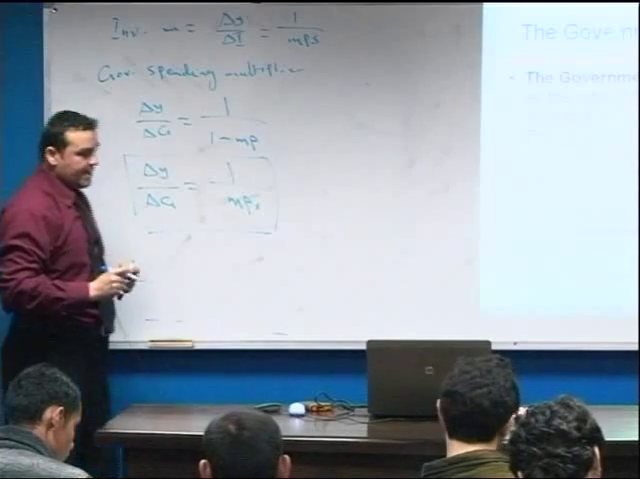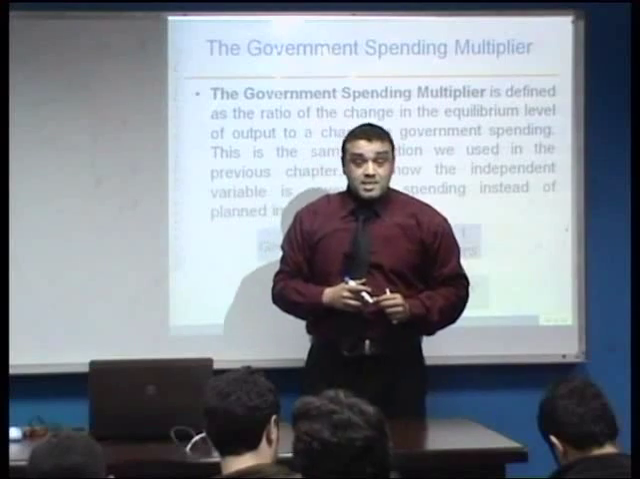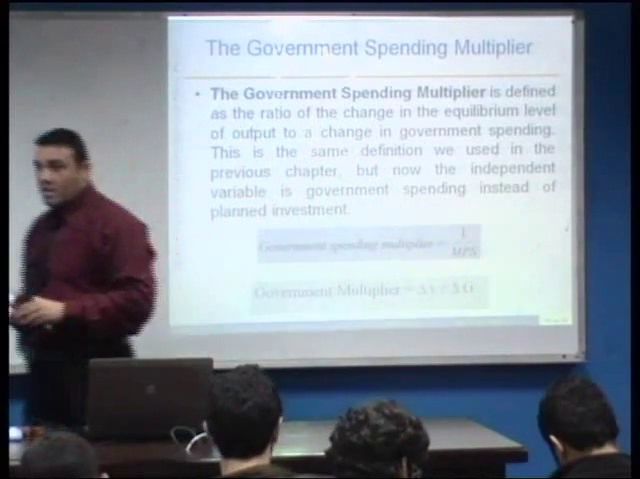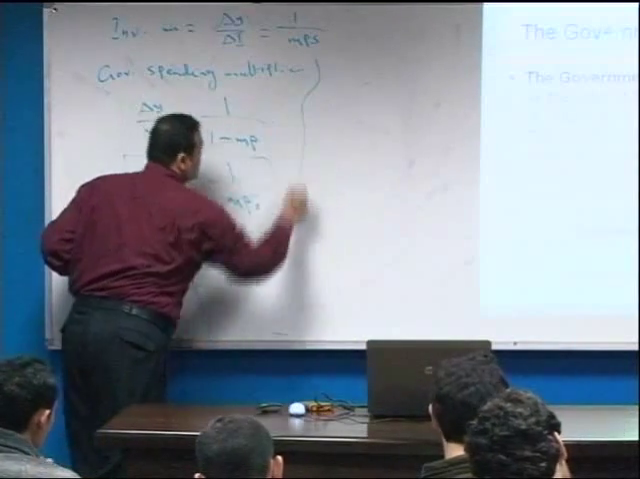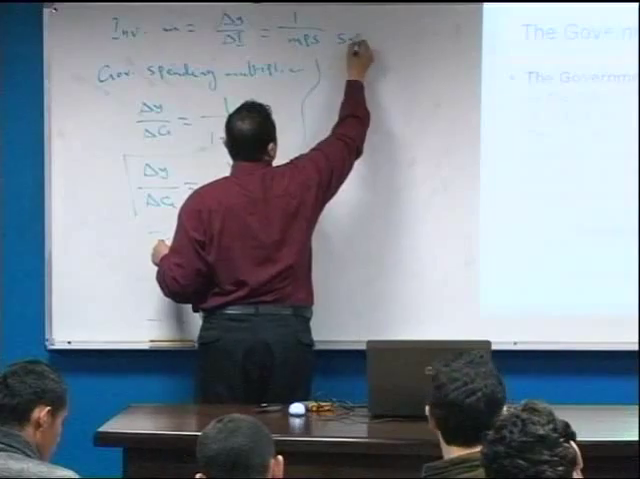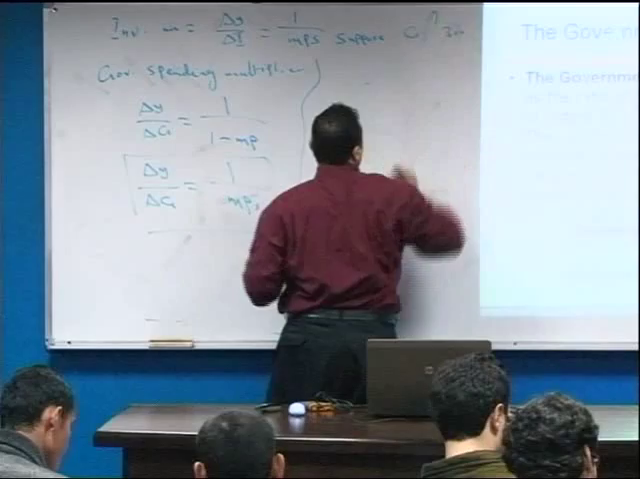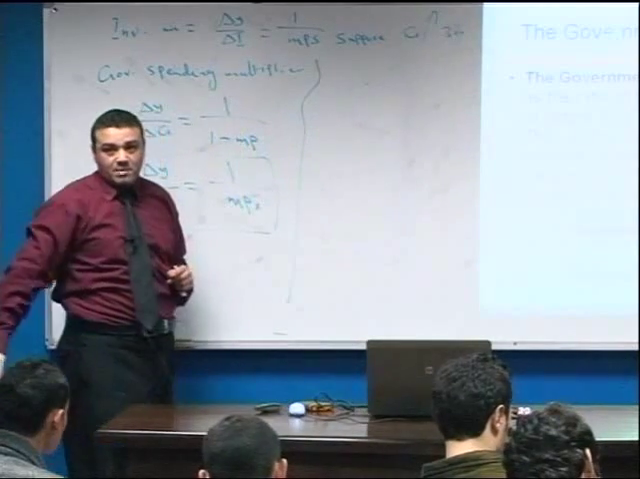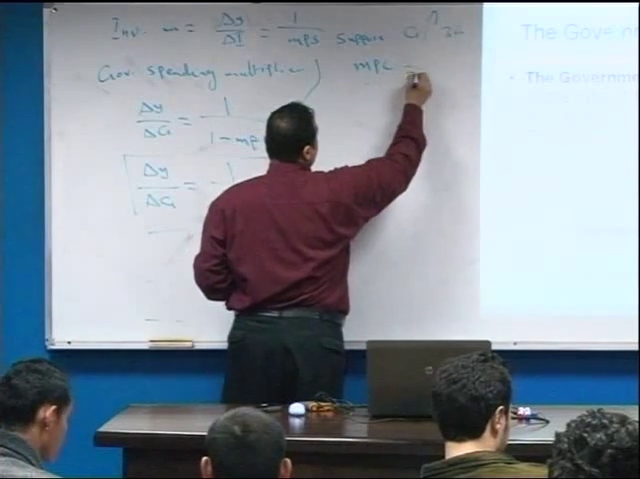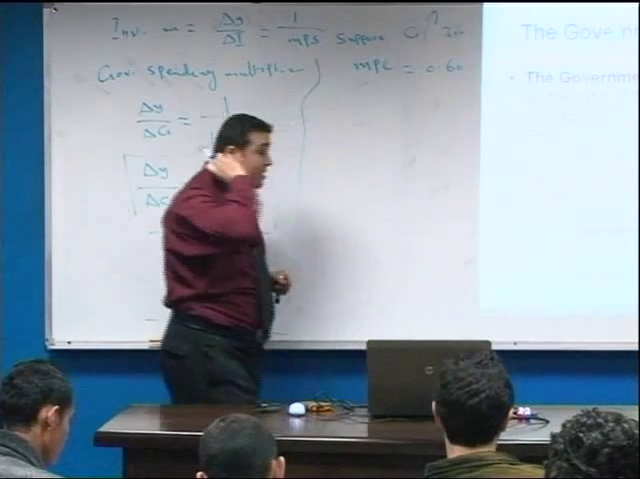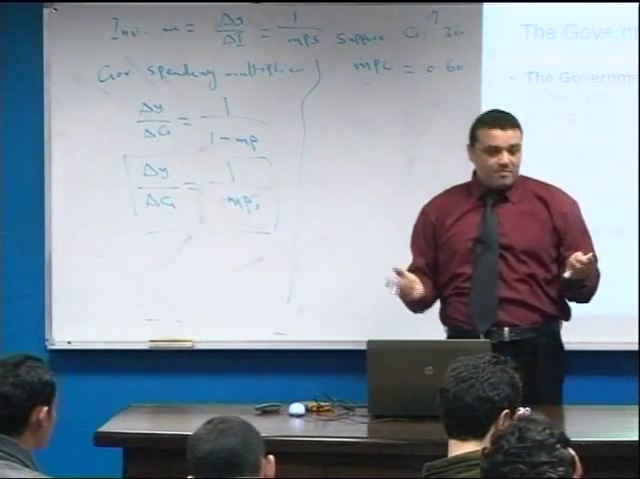So the question: suppose that the government decided to increase its spending by $300 million, and the MPC, let's take the following example, for the community equals 0.60. Calculate the change in the aggregate output, or the aggregate income, for this community.